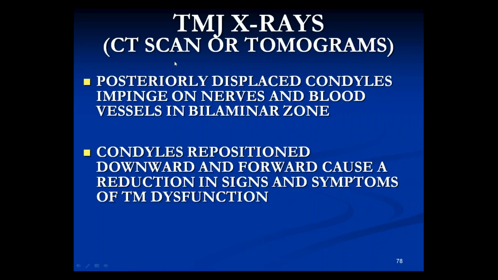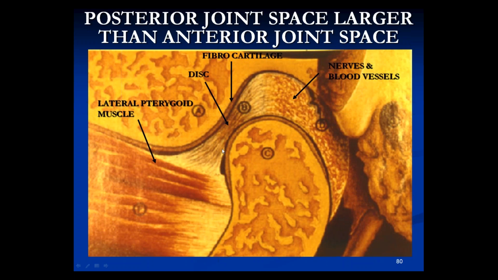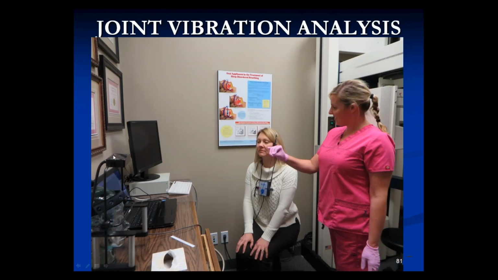So remember, with your TMJ x-rays, your CAT scan or tomograms, the condyle has to be down and forward, not up and back. Not back, forward. That's where you want it, right there. The posterior joint space bigger than the anterior joint space. The disc has to fit right in here. So I have something in my office. Again, you don't have to have this.